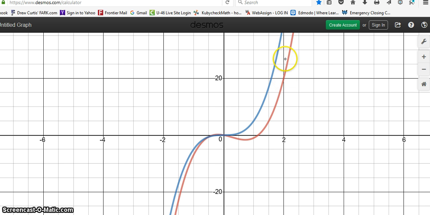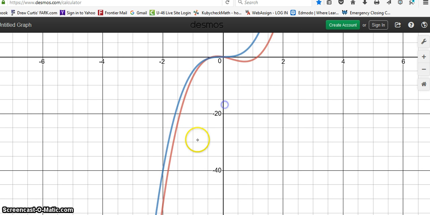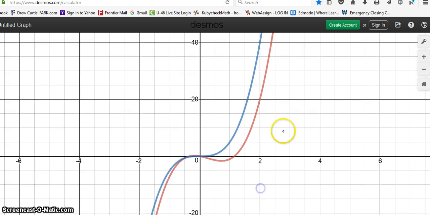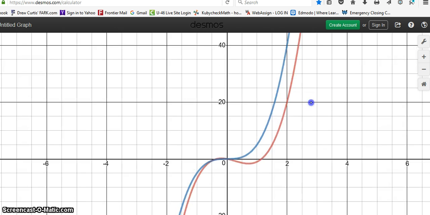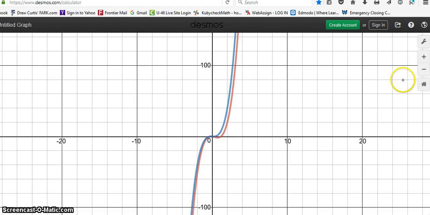So at 2, yeah, it's much different. At negative 2, well, we can't see that yet. Oh, there it is. So that's different. That's going to be a difference of 10, and negative 40, that's a difference. And the same thing as we look over here. But let's really zoom out. Let's get further and further away.